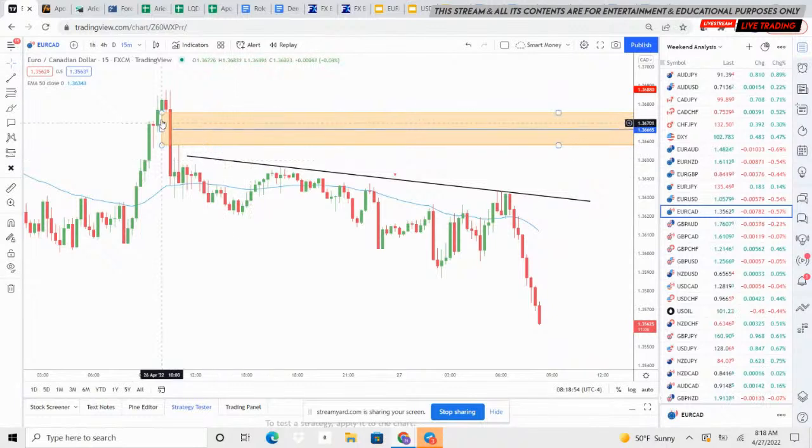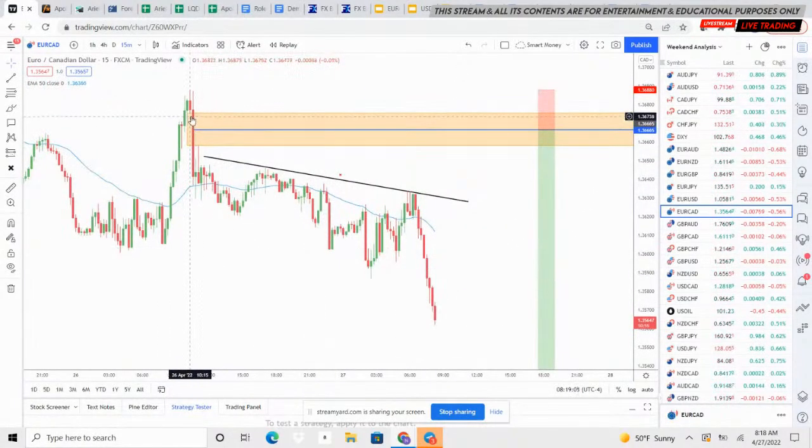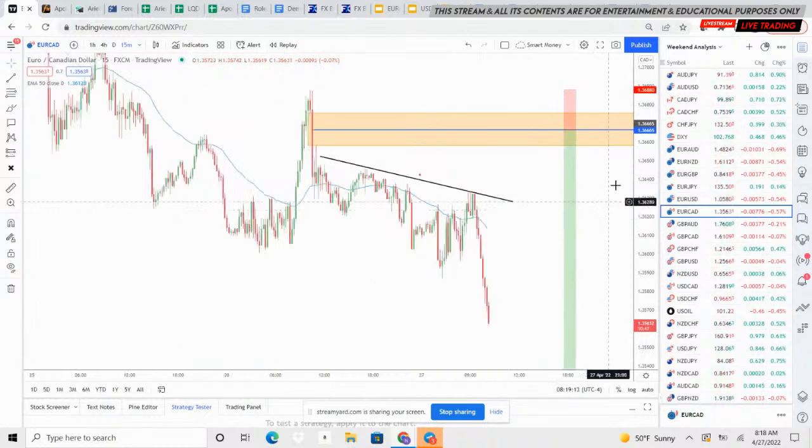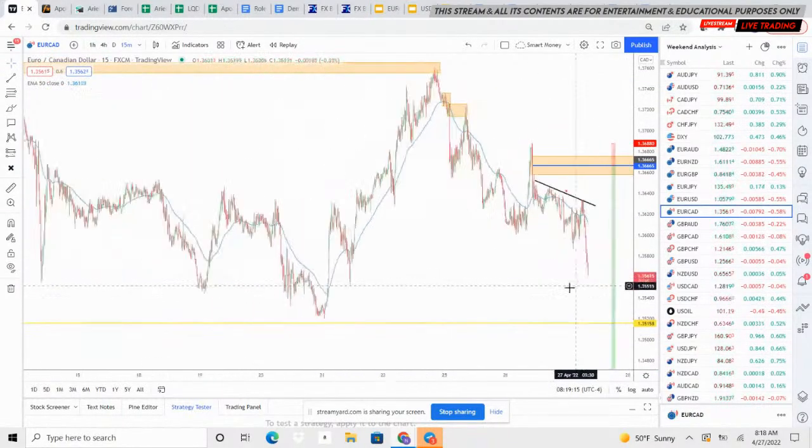this area of inefficiency. We can see that there was just straight selling volume here. There was no buying offered within this area of price. So simply just going to be looking at the 50% of this imbalance between this wick and this wick, 1.36665, 21.5 pip stop right above the high, taking it all the way down to that higher time frame target.